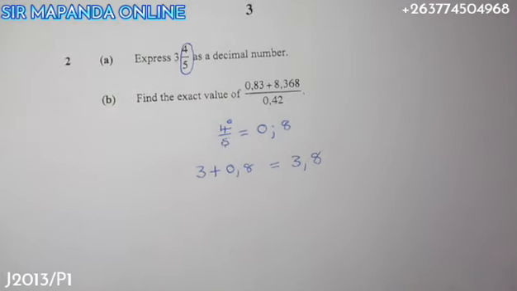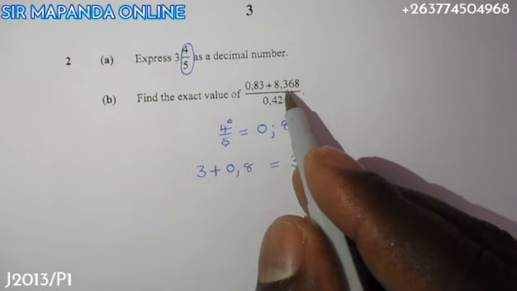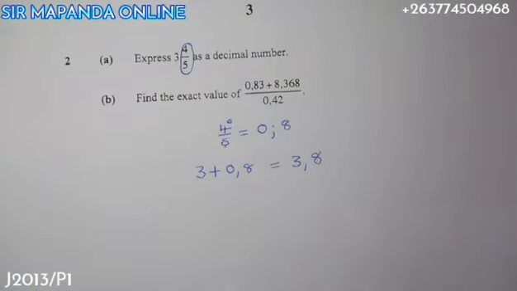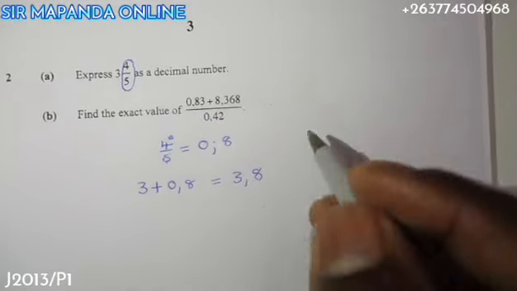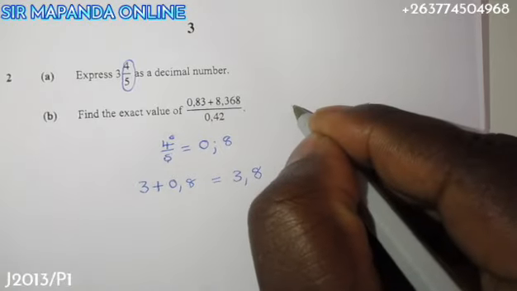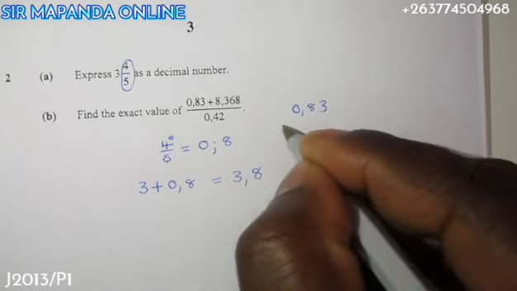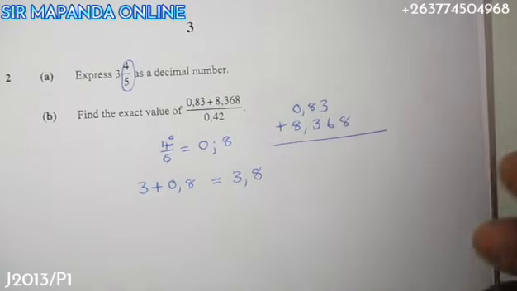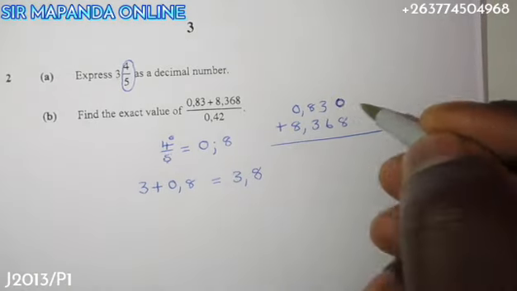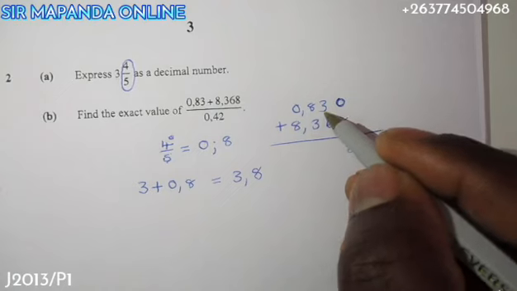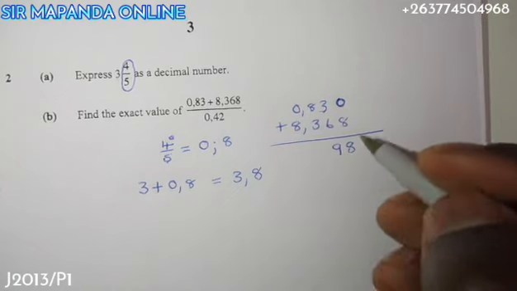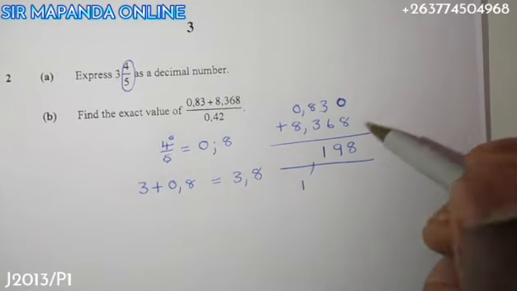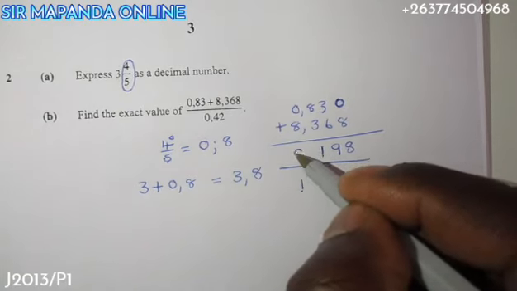Find the exact value of 0,83 plus 8,368 divided by 0,42. Right, so on this one I'm going to start by adding the numerator. 0,83 is going to be added to 8,368, something like this. So let me put 0 here. 0 plus 8, you get 8. 3 plus 6, you get 9. 8 plus 3, it gives you 11, which is 1, carry 1, put a comma. Then this one is going to add this 8, and you get 9.